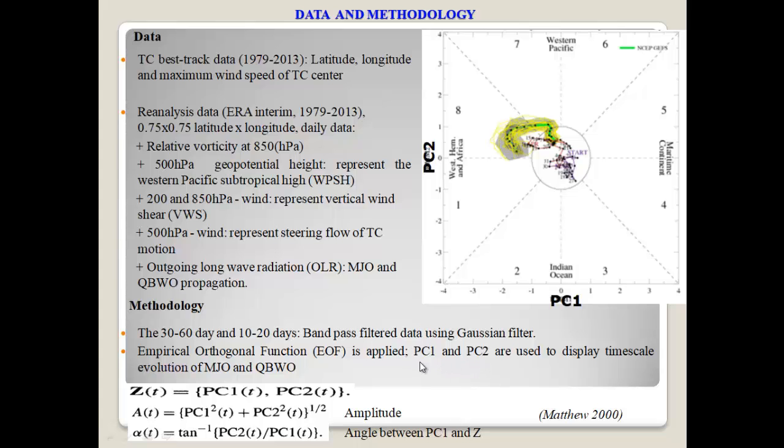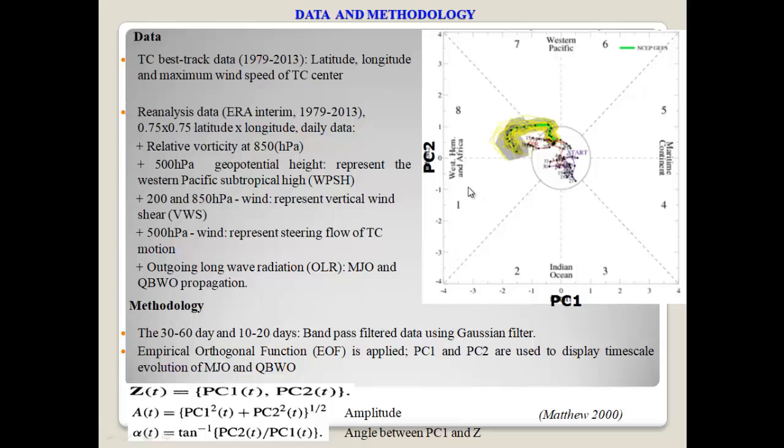PC means principal component. These are the first two principal components of the EOF. PC1 and PC2 are used to determine the MJO and QBWO propagation. The x-axis is PC1 and the y-axis is PC2.